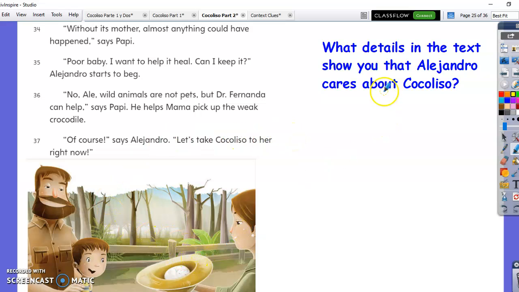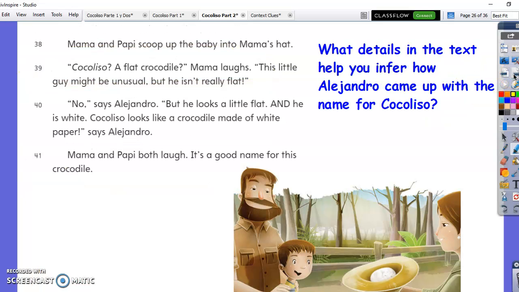So again, what details in the text show you that Alejandro cares about Cocoliso? We can look at his face there, see that he's excited. We have him begging his parents here to let him take it home and take care of it. Although his parents know Dr. Fernanda would be much better than Alejandro taking care of the baby.